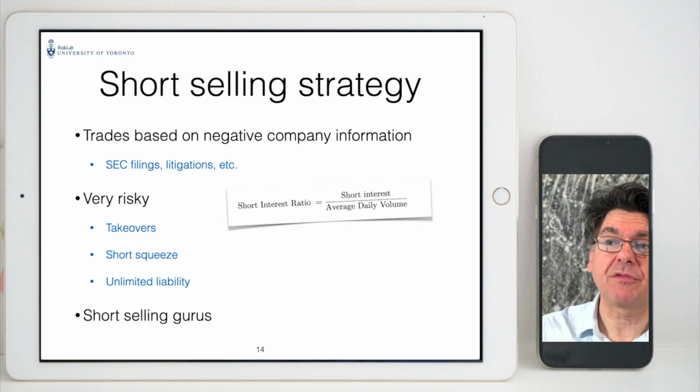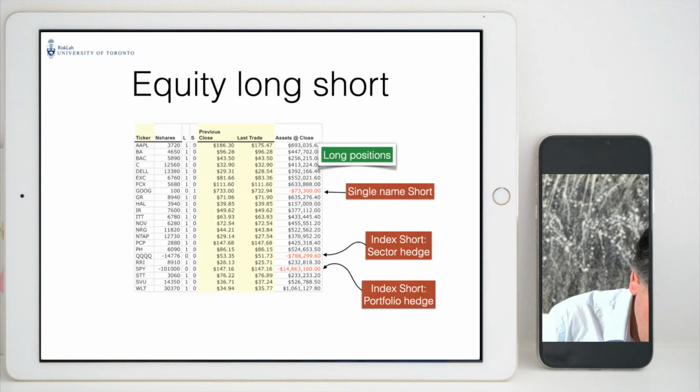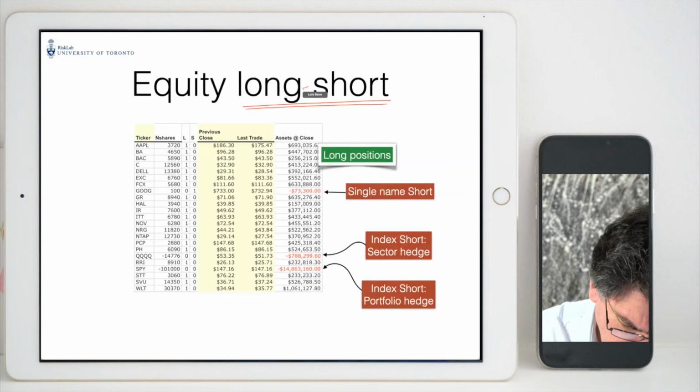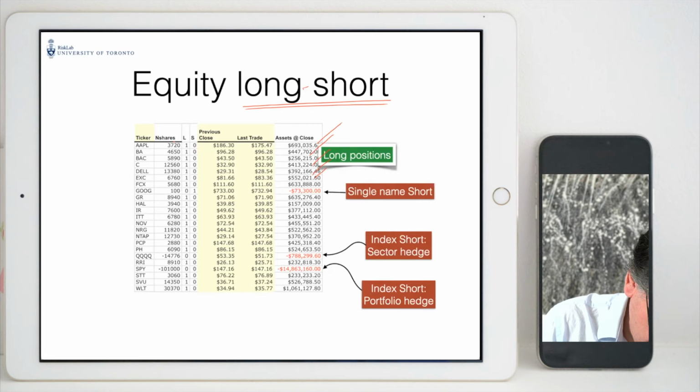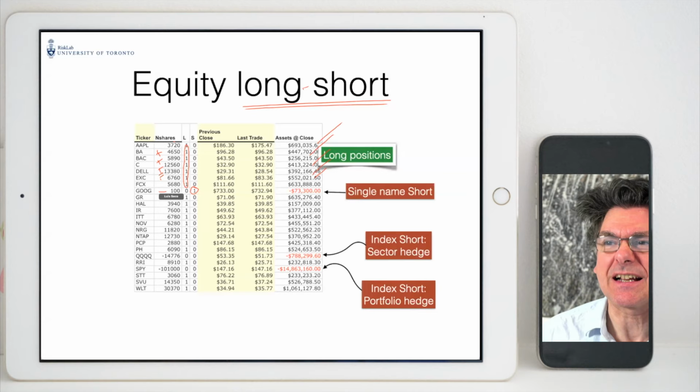Very, very carefully. I have here an example of a long short portfolio. Longs are the positions where you have positive amounts of stocks, okay? The number of shares is long, meaning it's positive. Positive, positive, positive, positive. And short is, for example, this one here. This one is a short. That means that the number of stocks is actually negative. In this case, you have negative 100 units of Google stock.